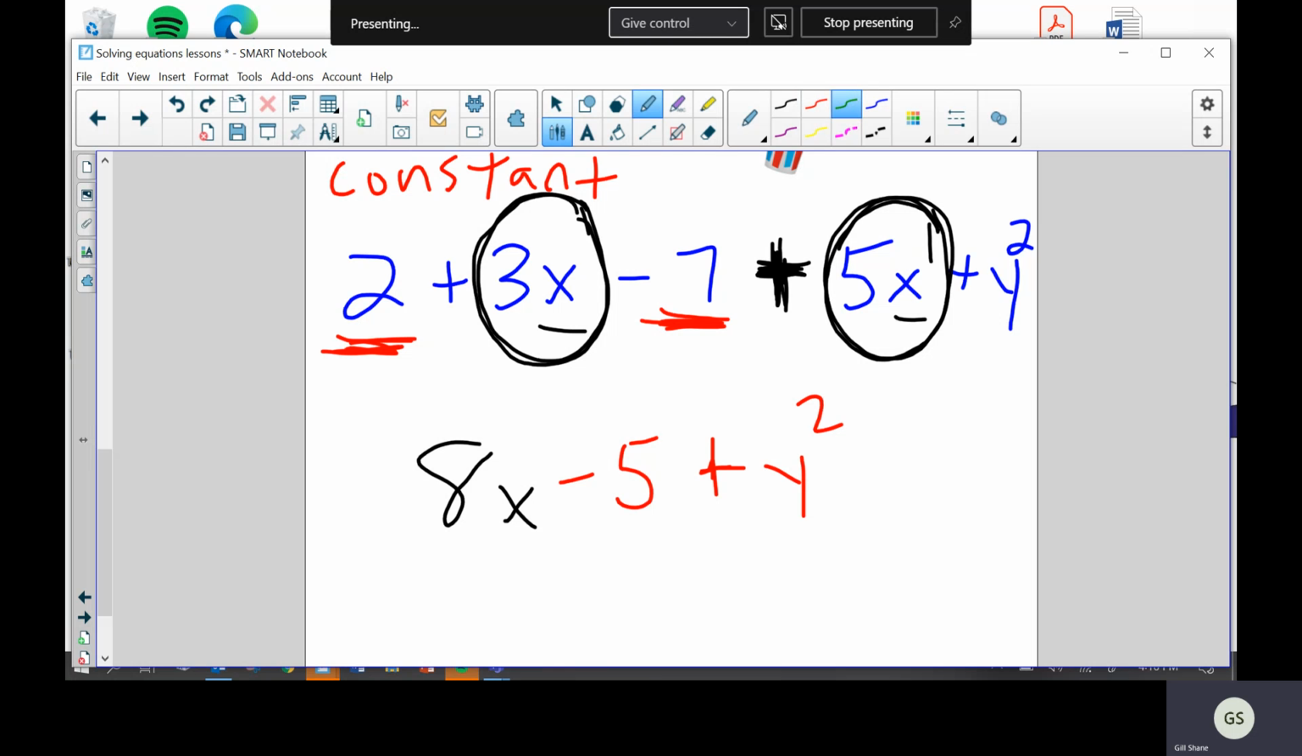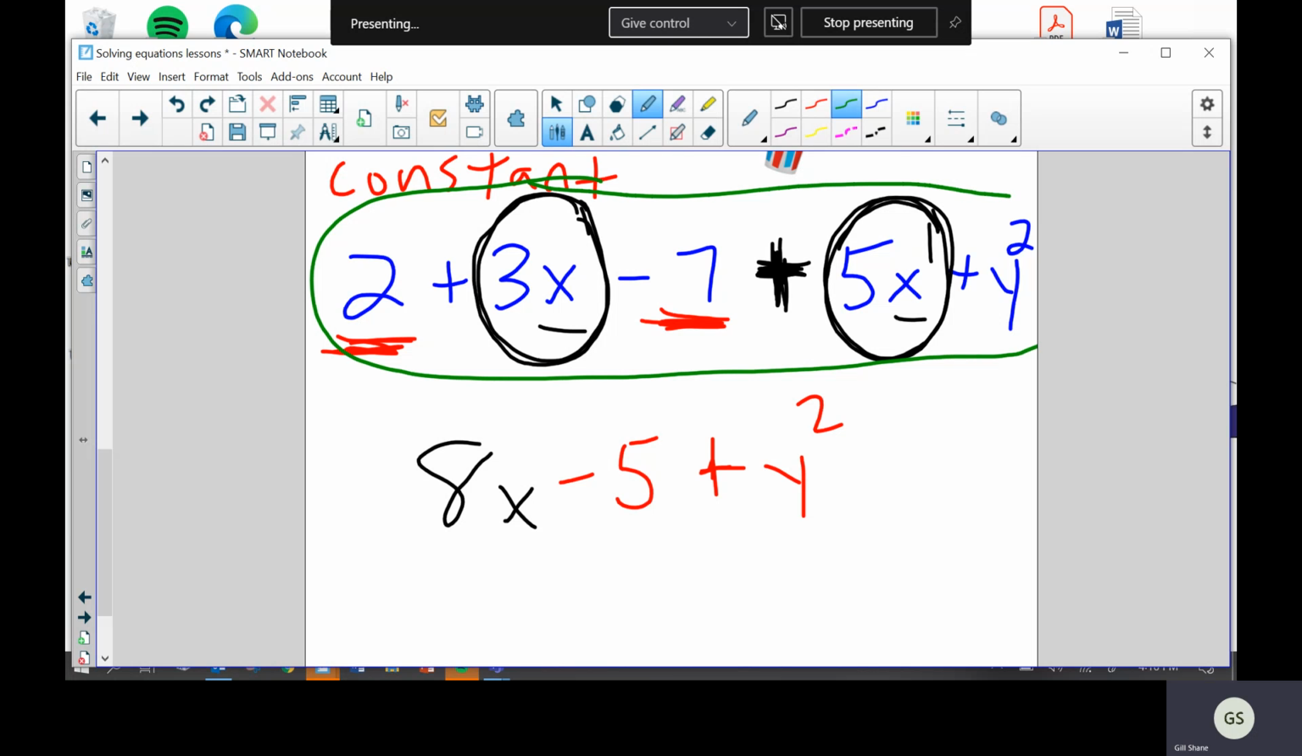So the expression up here, that's an expression because there's no equal sign, but we were able to at least simplify it, combine some like terms, and make it a little shorter expression down below. It's only got 3 terms down below instead of 5.